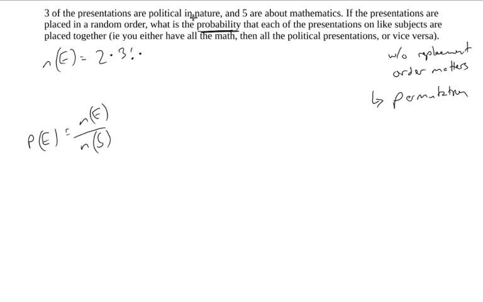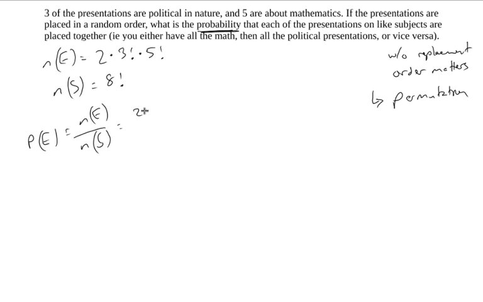So that would be the number of different ways I could arrange the political presentations. And then we have the number of ways that I could arrange the mathematics presentations. So we get 2 times 3 factorial times 5 factorial. As far as n of s is concerned, the total number of ways I could arrange all of the presentations, regardless of their content, this would be 8 factorial. There's 8 presentations, and I'm arranging all 8 of them.